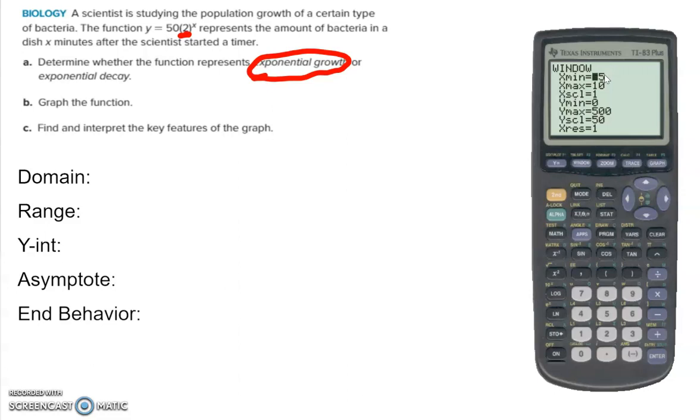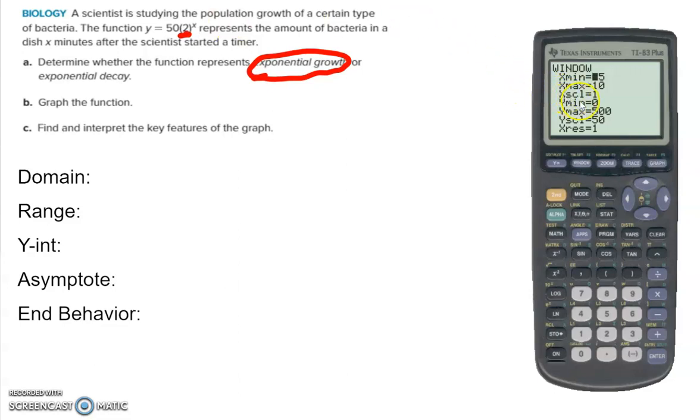So the time, I can't have negative time, but in this case, for this particular problem, a negative time would be the time before the timer starts. Because remember, it says up here, the x minutes after the scientist started a timer. So this x right here represents the minutes after he starts the timer. So there's some time before it. It's just going to be represented by a negative number.